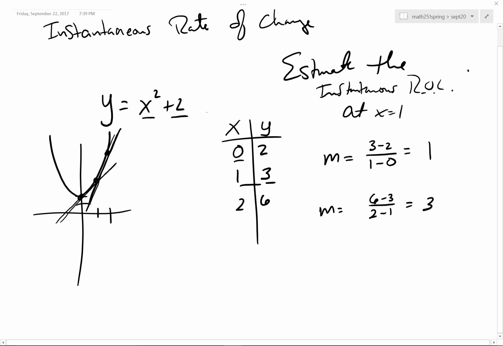What do you do when you have two numbers in a math class and you don't know what to do with them? I know. Let's average them. Good idea. So 1 plus 3 divided by 2, well, 4 divided by 2 is 2. And this is your approximation for the instantaneous rate of change.